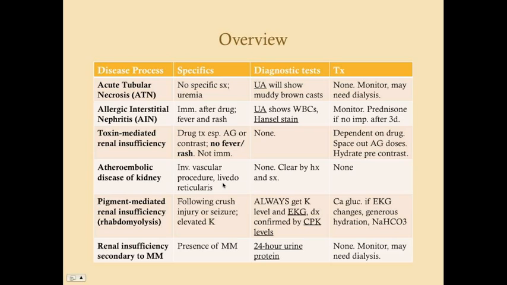Pigment-mediated renal insufficiency, which is almost always in the setting of rhabdomyolysis. The specifics is going to be, it's going to usually follow a crush injury or a seizure, and these patients will have an elevated potassium in almost all cases.